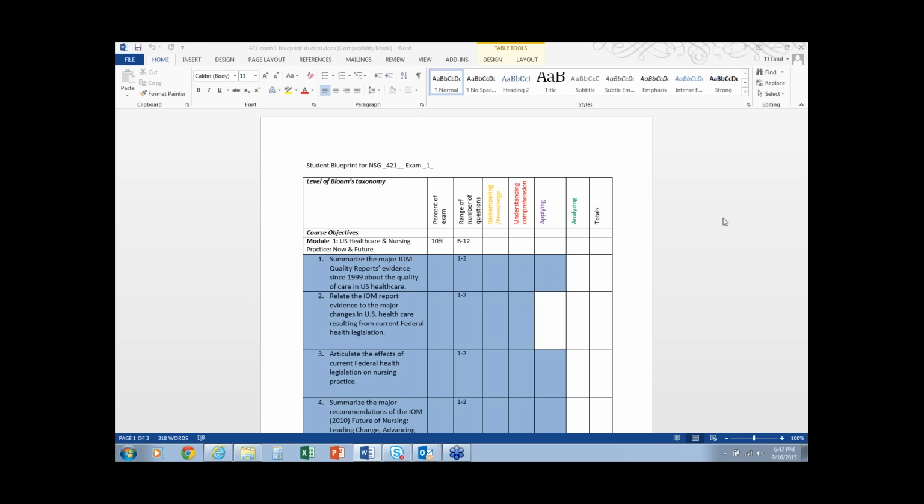That's the first one. Want to go to the next one, which is Crossing the Quality Chasm, and that's the 2001 report. That's the report that the recommendation of healthcare should be safe, effective, patient-centered, timely, efficient, and equitable. Now, please remember, these are the core competencies of healthcare. Okay, so crossing the quality chasm, they came up with the core competencies of healthcare: safe, effective, patient-centered, timely, efficient, and equitable.